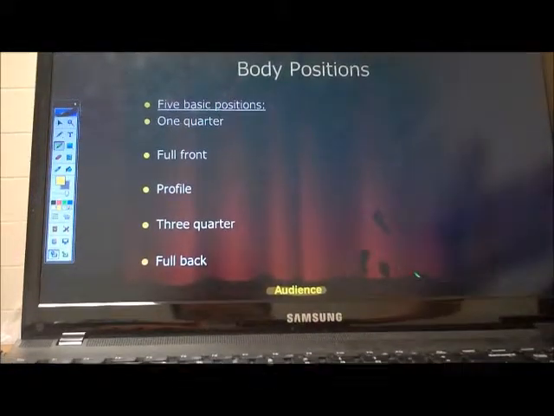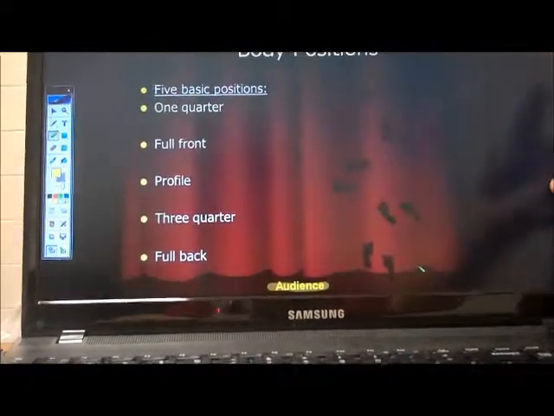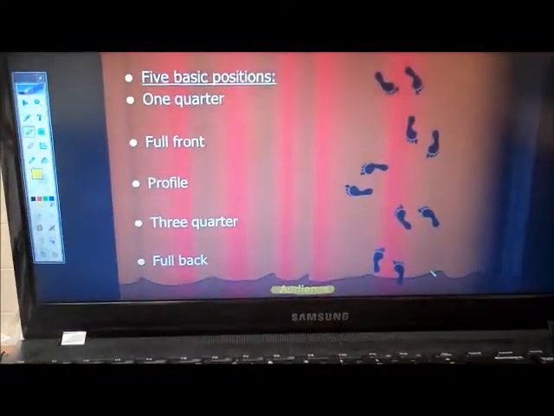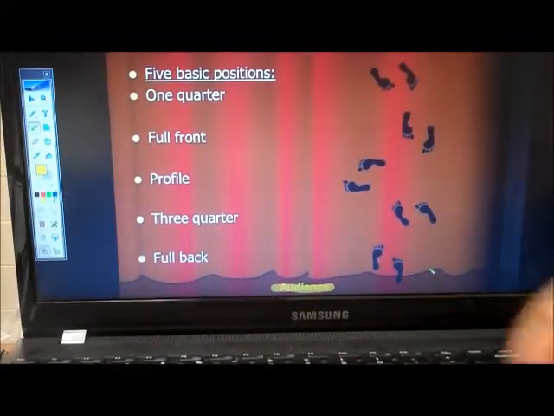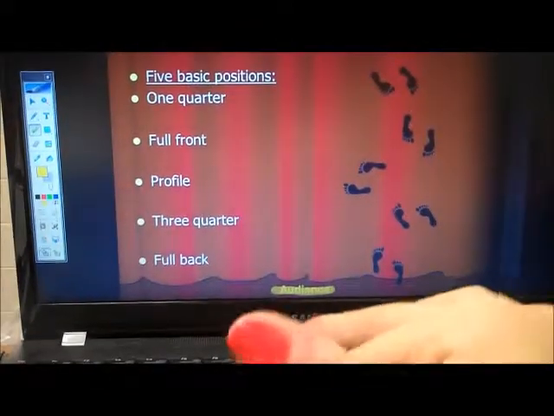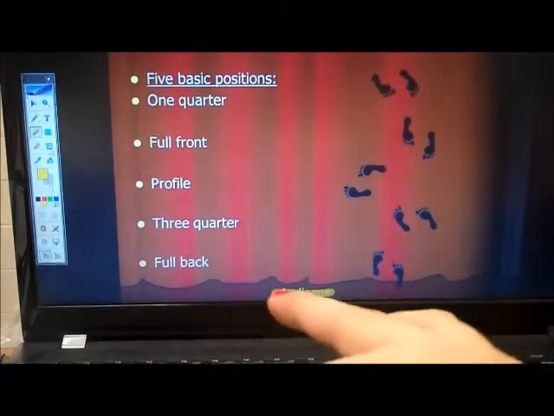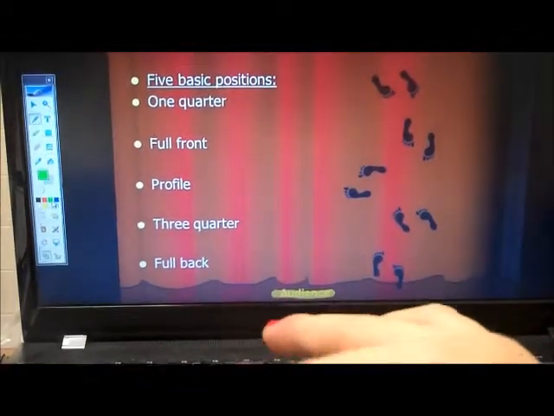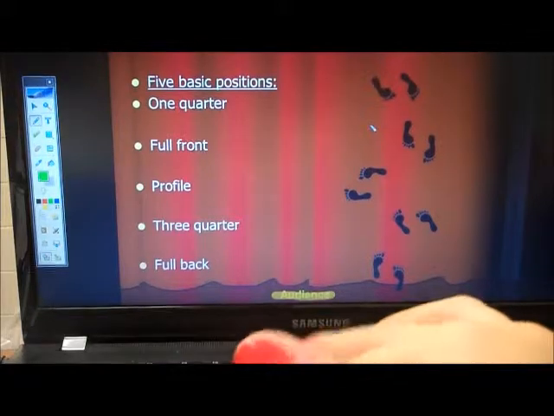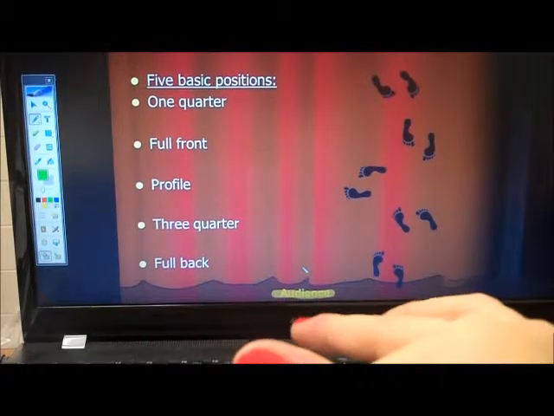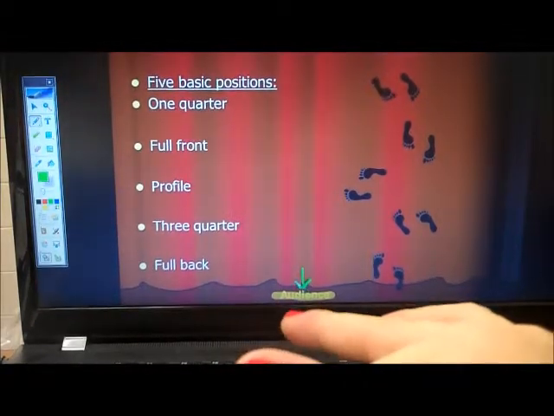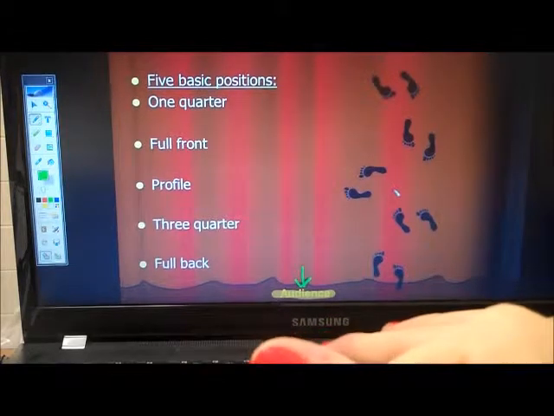And I don't know if you can see it. It's a little dark because of the footprints. Let me see if I can make it a little bit better. Oh, there we go. That looks a lot better. All right, so I have all of the body positions here. So let me get my little arrow. So if the audience is down here, then these are the 5 body positions.